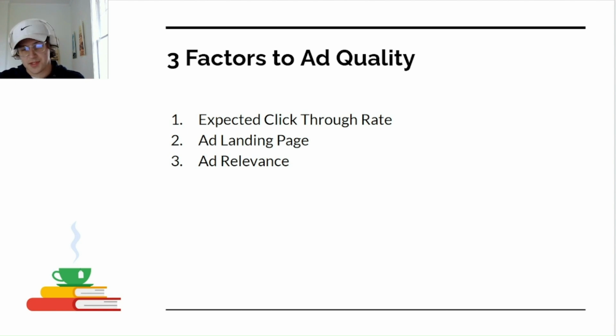And then the third piece is going to be just ad relevancy. Again, it's basically expected click-through rate plus ad landing page equals ad relevancy. Make sure everything is relevant. Make sure your keyword is relevant. Make sure your landing page is relevant. And all 3 of those things are going to help improve your ad quality.